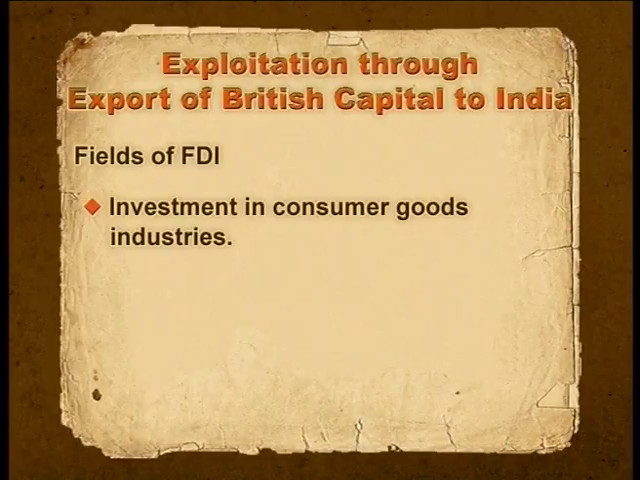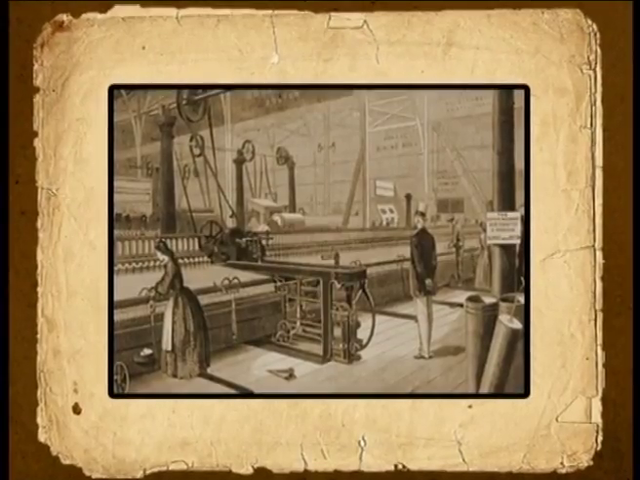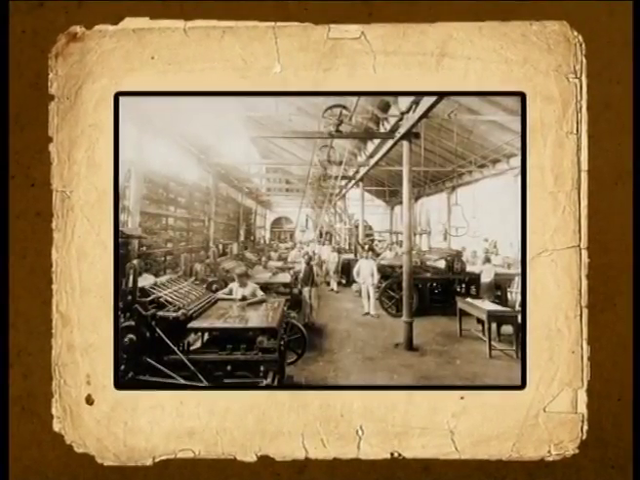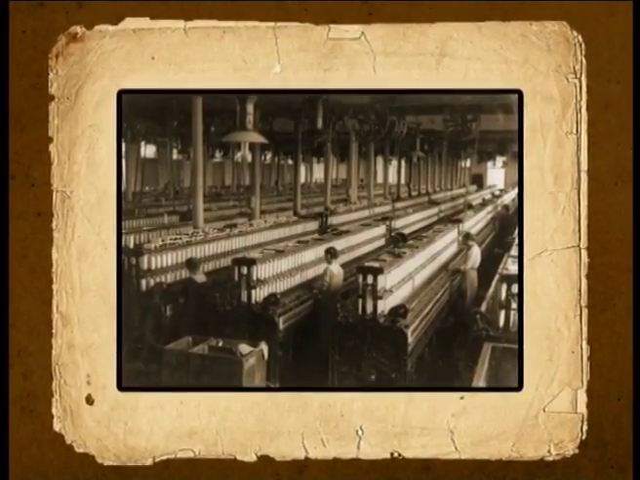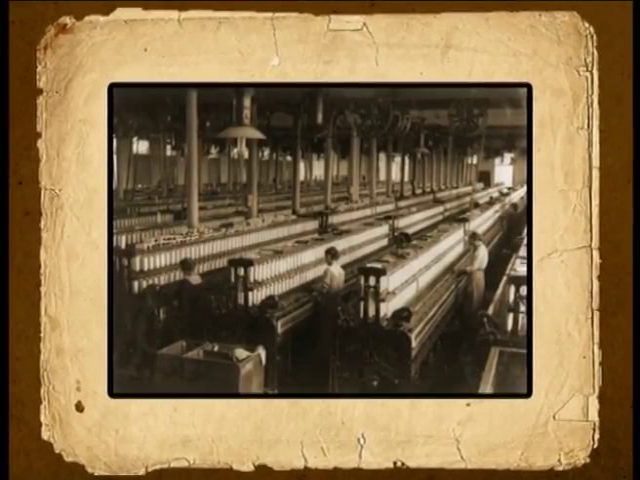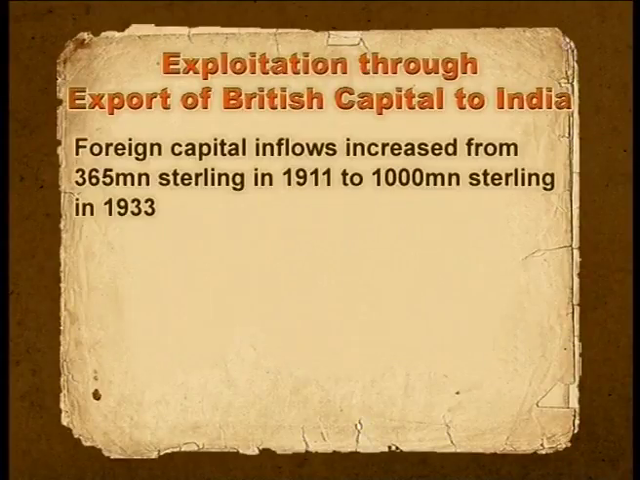Here a point to be noted is that they were not interested in investing in capital goods industries, which would really bring about development of the economy, but were more interested in consumer goods industries. So whatever investments they made were always beneficial to them and detrimental to the Indian economy. Similarly, they made investments in machine building, engineering industries and chemicals. By all these investments, foreign capital flows increased from nearly 365 million sterling in 1911 to 1000 million sterling in 1933. There was a huge capital inflow.